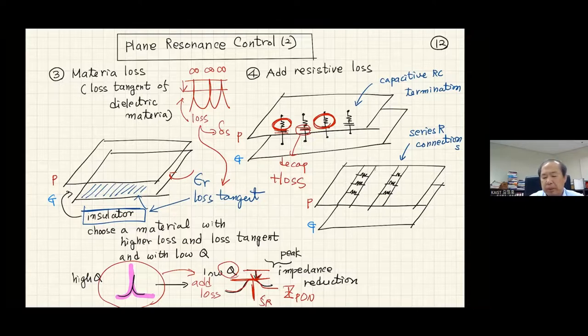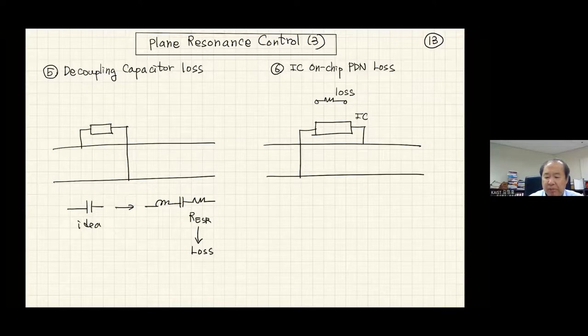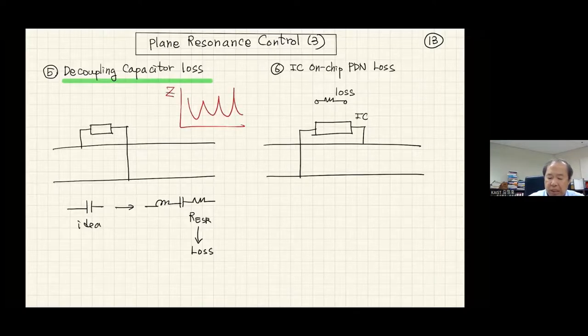Now I'm talking about some methodologies to control the resonance, especially caused by power wave resonances. Number five, decoupling capacitor. Let's assume that you have certain resonances. But by having decoupling capacitors, you remember that we can intentionally create a new low impedance area, and this frequency will be determined by the self-resonance frequency of the inductor and capacitor.